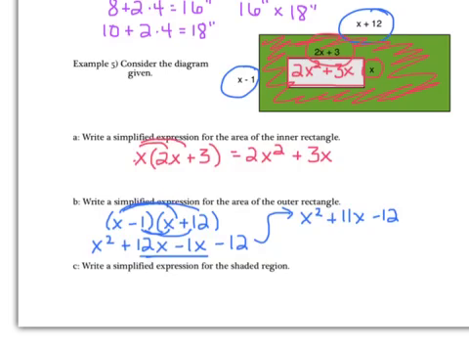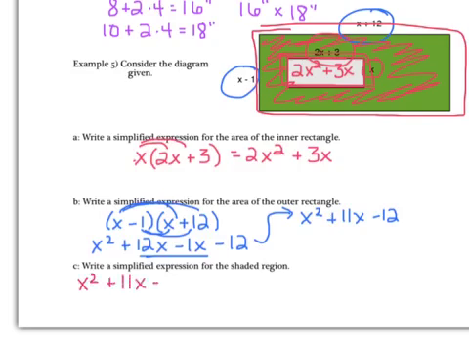So I want to take the area of the outside rectangle and subtract the area of the inside rectangle because I want to cut it out. And luckily, I already found the area of both of those things. So now I just need to subtract them. I need to take the outside rectangle, which was part B, x squared plus 11x minus 12. And subtract, and remember when you subtract, you're subtracting in parentheses because you need to subtract the whole thing. Subtract 2x squared plus 3x. Okay? Remember that negative sign needs to distribute to both of those things.